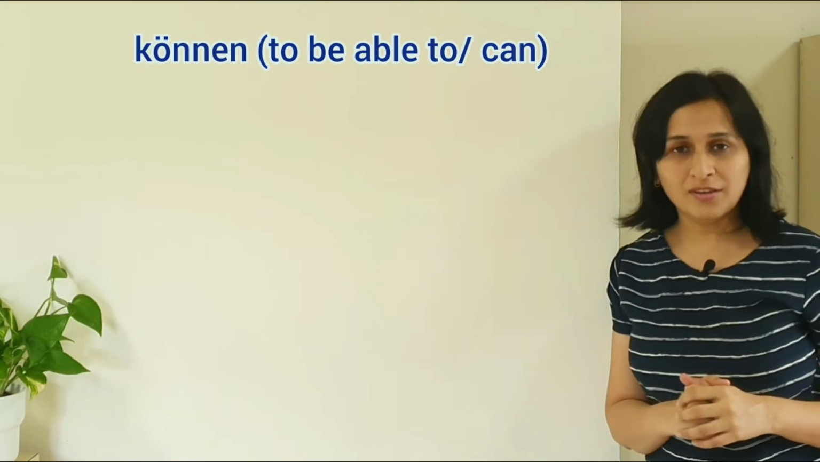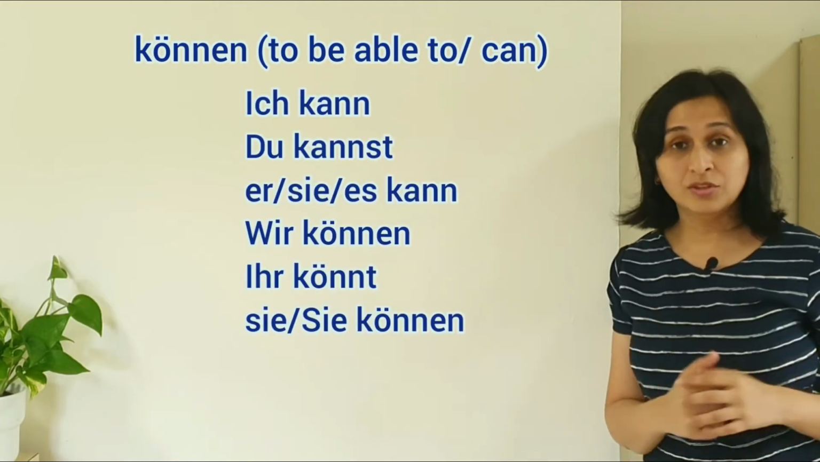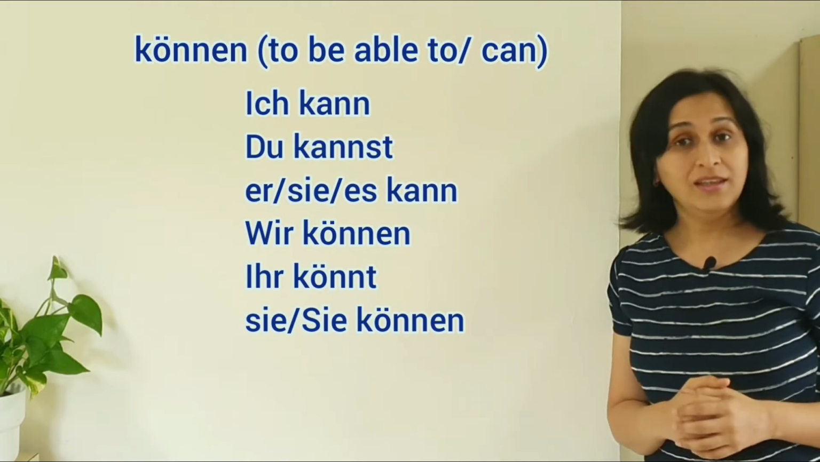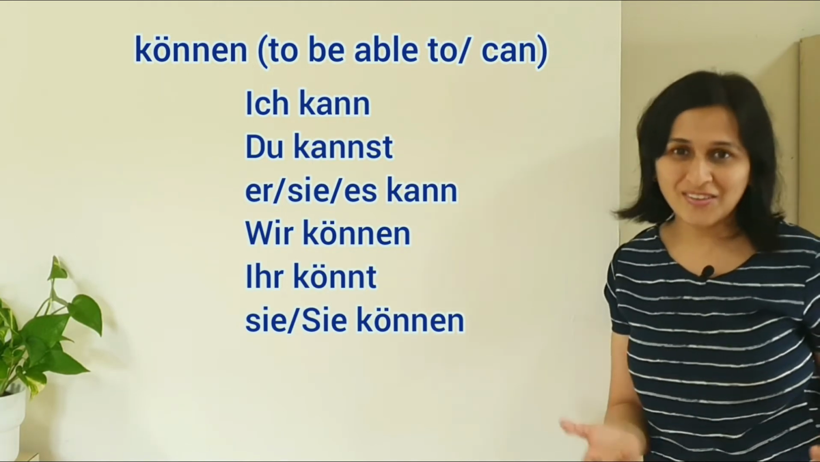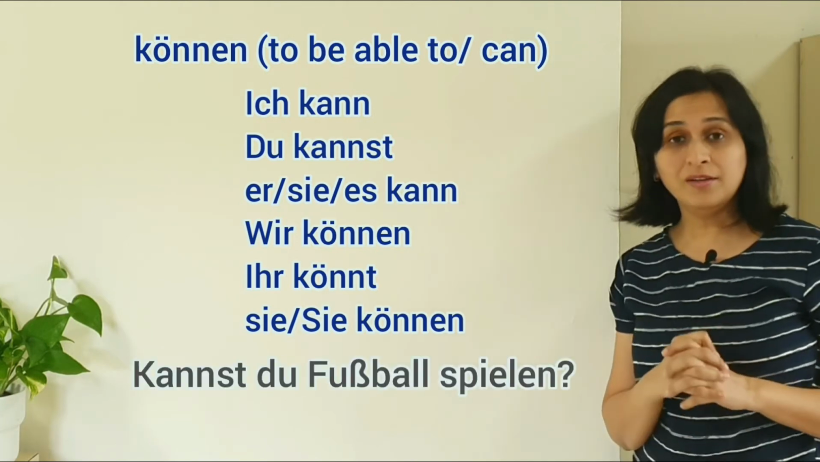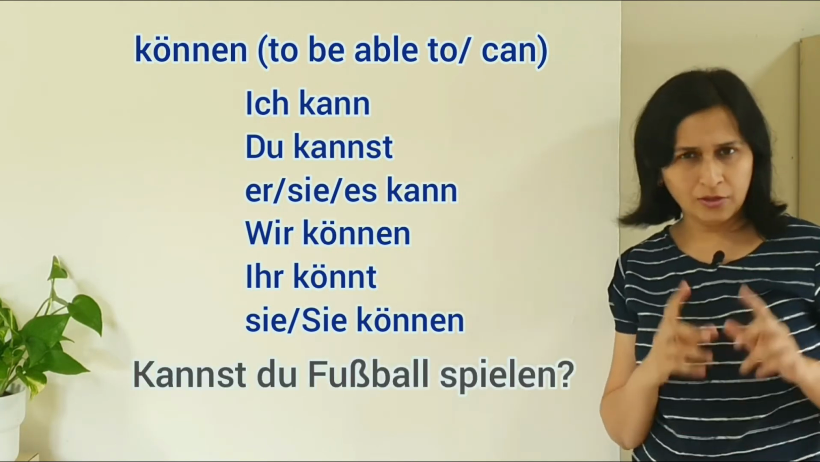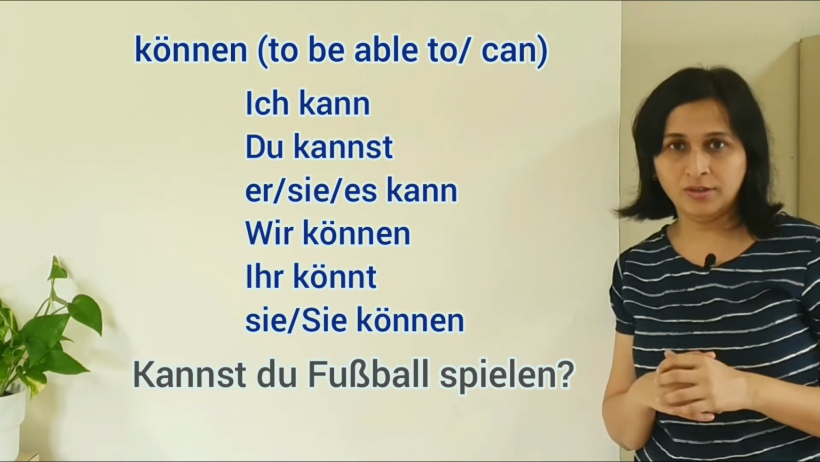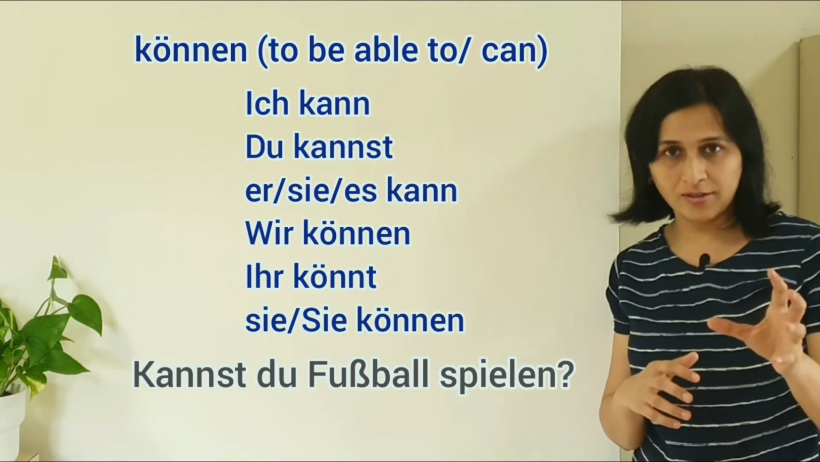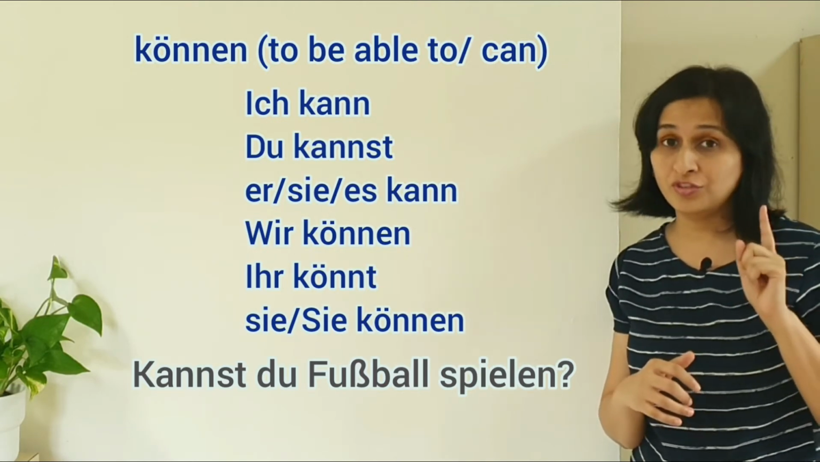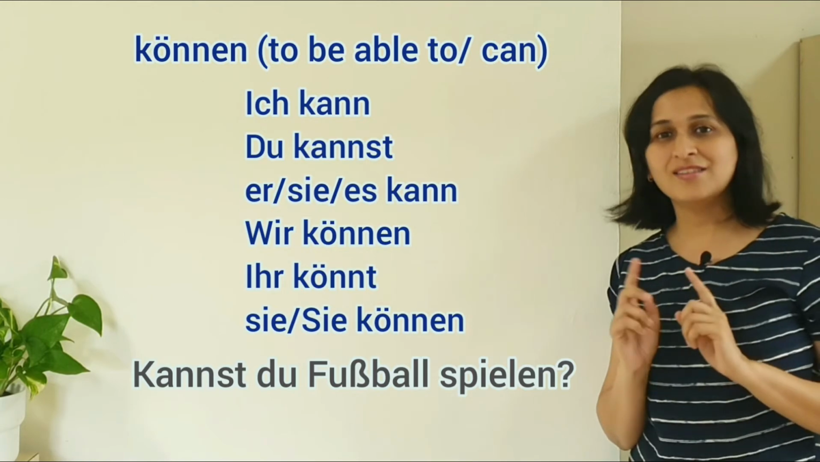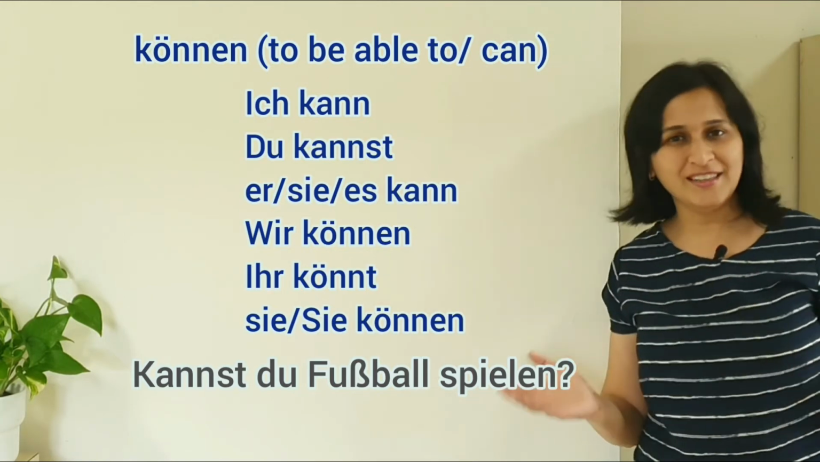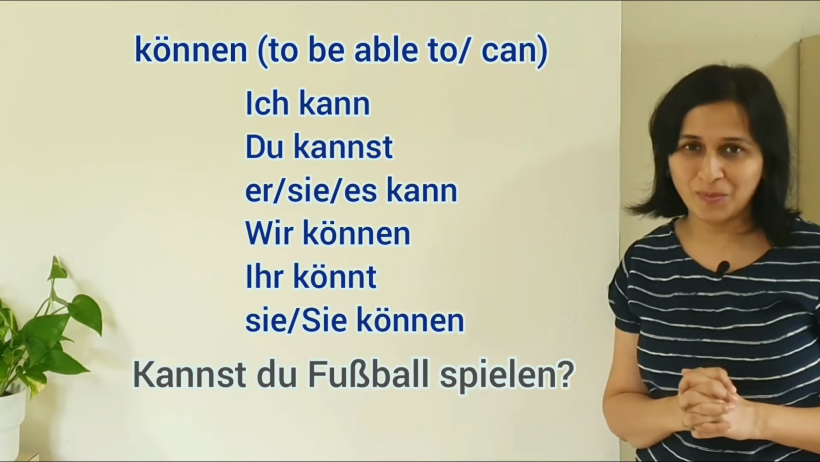Next verb is können. Ich kann, du kannst, sie/es kann, wir können, ihr könnt, sie können. Zum Beispiel, kannst du Fußball spielen? Can you play football? This is a Satzfrage, means yes/no question, and as per the rule in Satzfrage we place the conjugated verb on position 1. That's why kannst is on position 1 here. And spielen is another verb which is again at the end of the sentence in infinitive form.